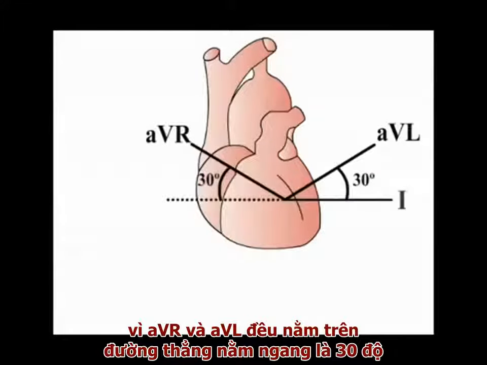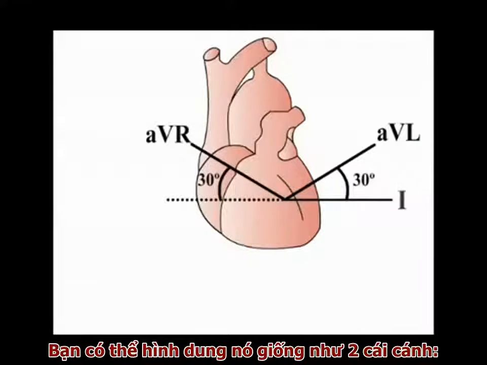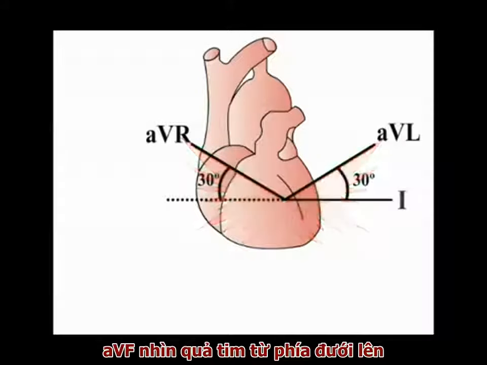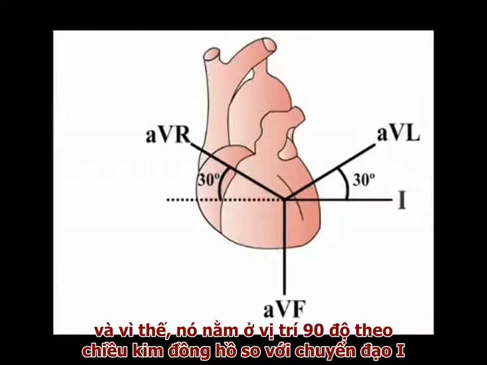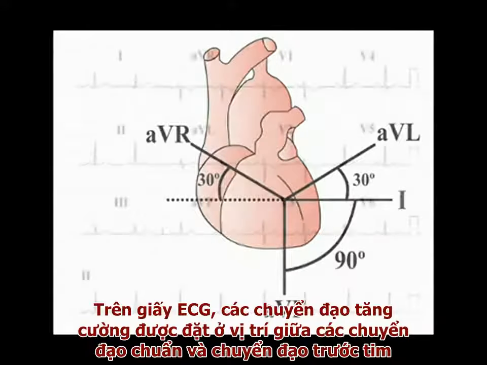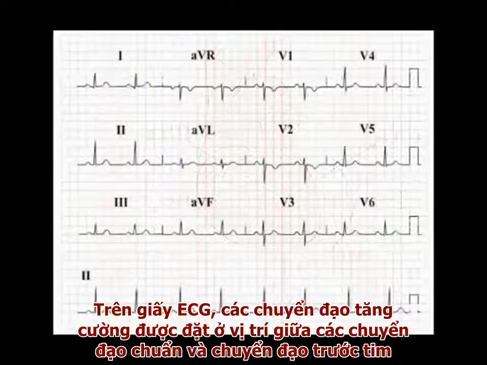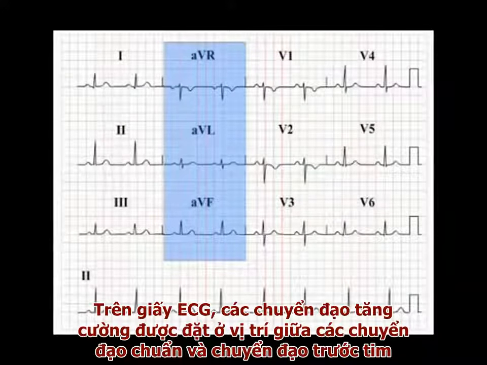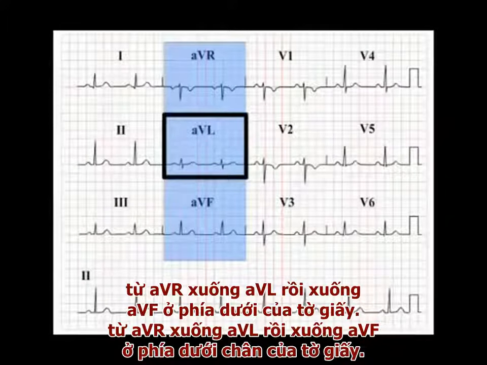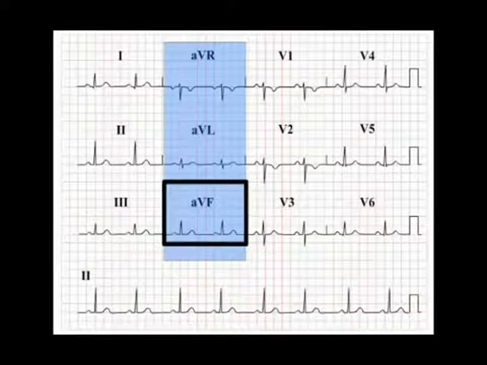As AVL and AVR are set at 30 degrees off the horizontal plane, you can think of them as the left and right wings of the ECG. AVF looks straight up at the inferior surface of the heart and is therefore at 90 degrees clockwise from lead 1. Think of AVF as looking straight up at the heart from the feet. F is for feet. On the ECG readout, recordings from the augmented leads are positioned between the standard leads and the chest leads, from AVR to AVL, and down to AVF at the foot of the page.